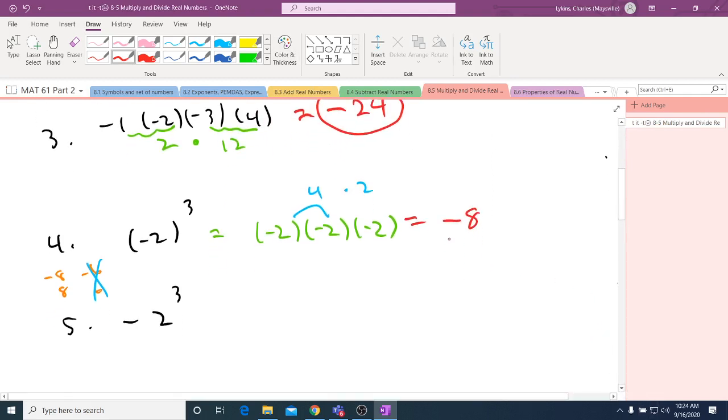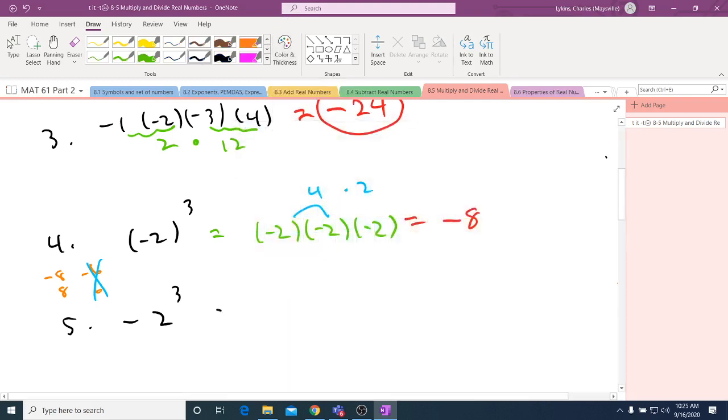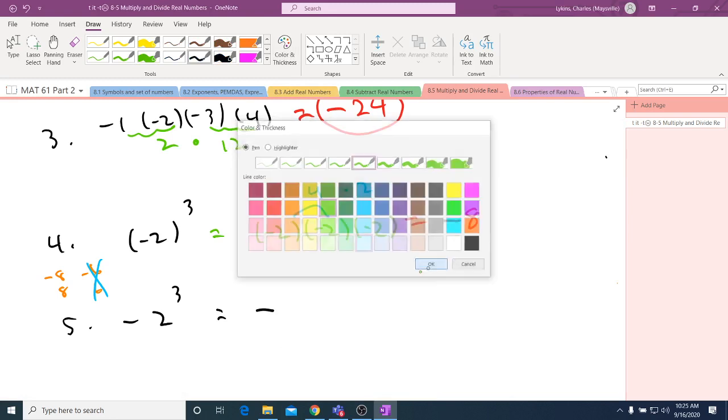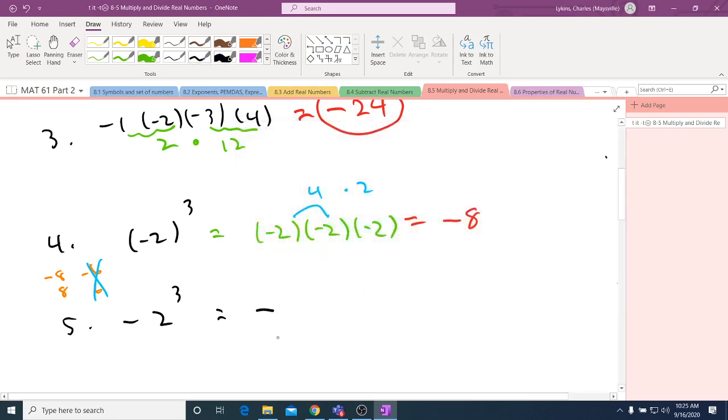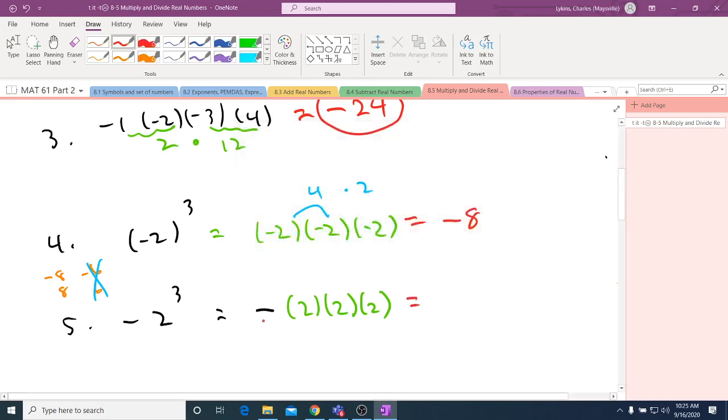But the biggest mistake is in number 5. Now with order of operations, we do exponents first. So we are not worried about that negative sign right now. That negative is not attached to that 2, it's attached to the result of 2 to the third power, which is 2 times 2 times 2. Now 2 times 2 times 2 is 8, so that means that's a negative 8.